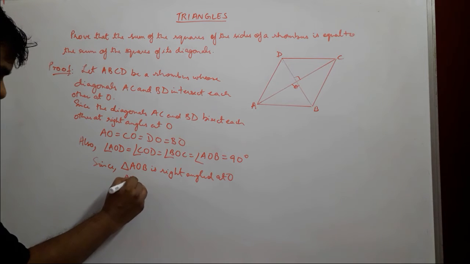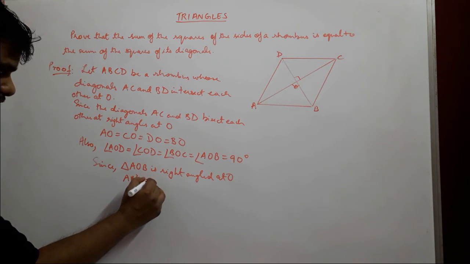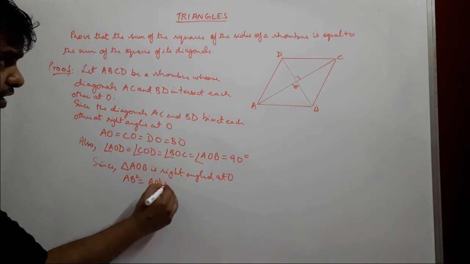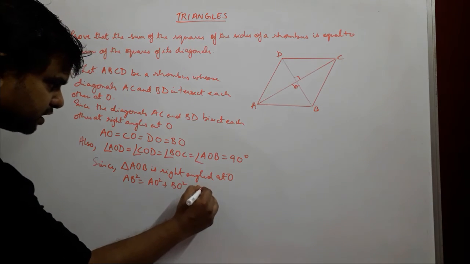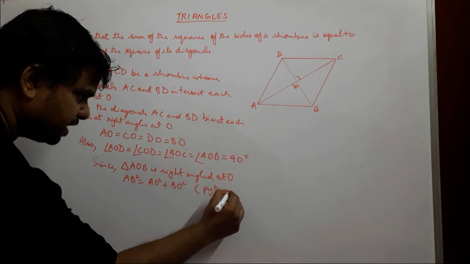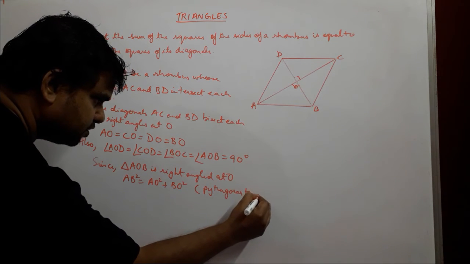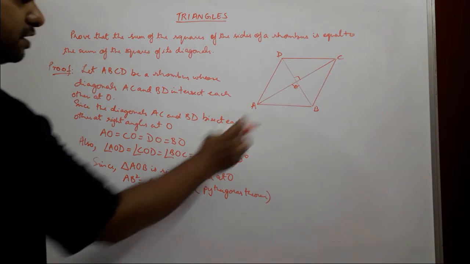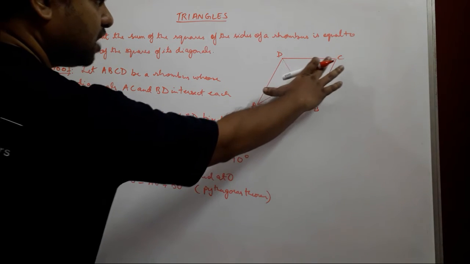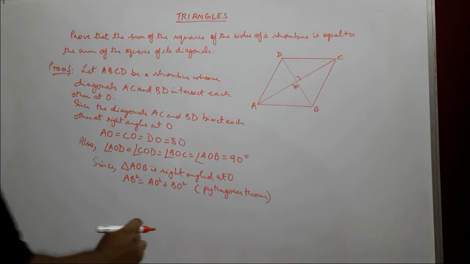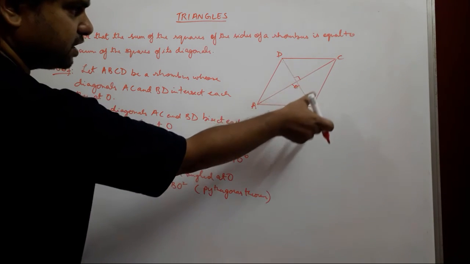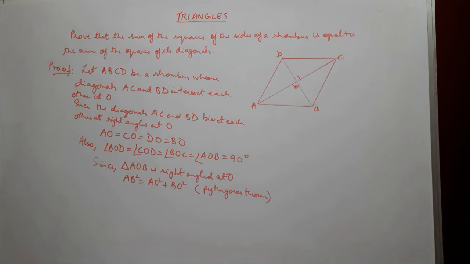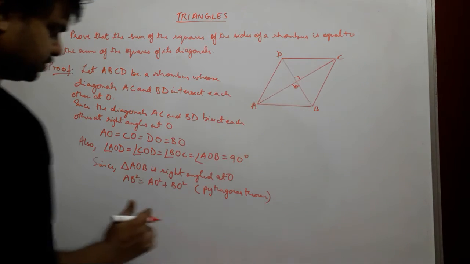we can say that AB square is equal to AO square plus BO square, and this we can say by Pythagoras theorem. Fine. Now OA square can be written as half of AC square, and OB square can be written as half of BD square. Okay, because see how.